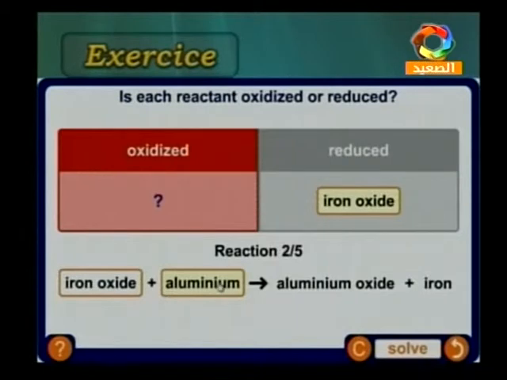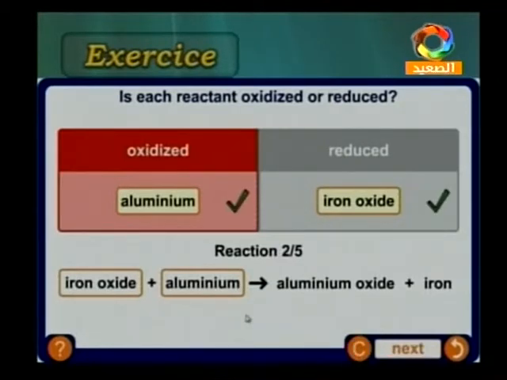So we have the aluminum. It means aluminum oxide. So this aluminum is oxidized. Why? Because the aluminum here adds oxygen to make the aluminum oxide compound. So I have the correction here, so it is right.